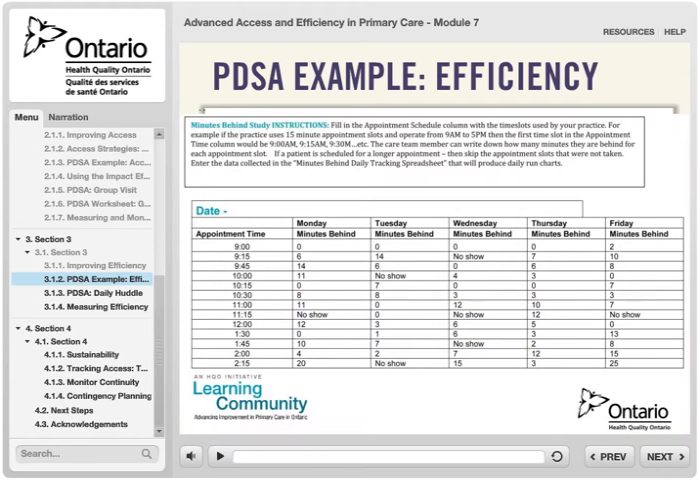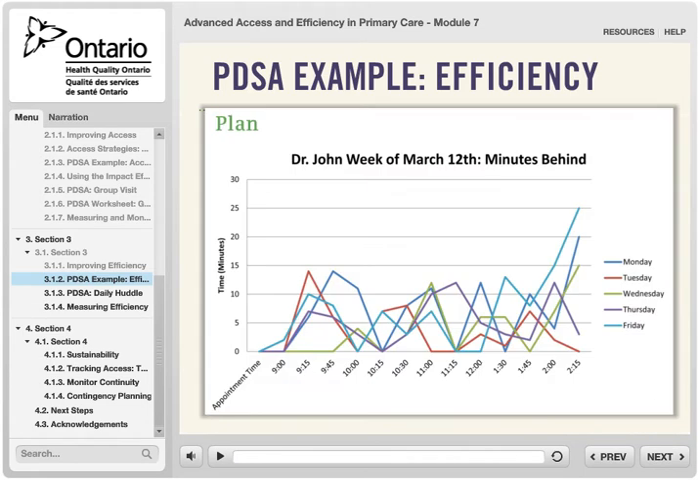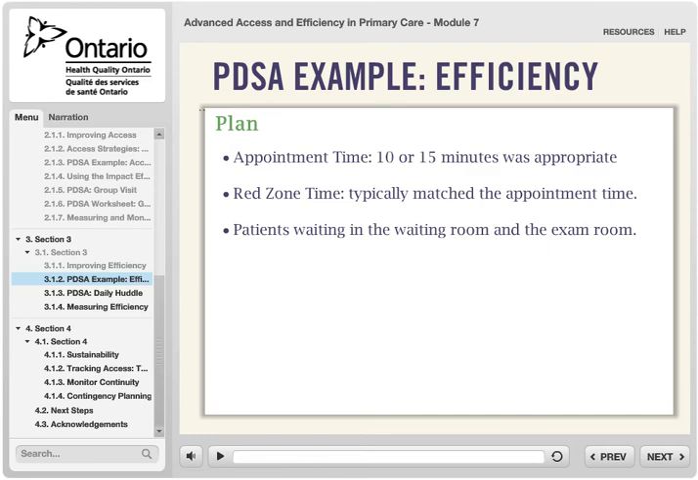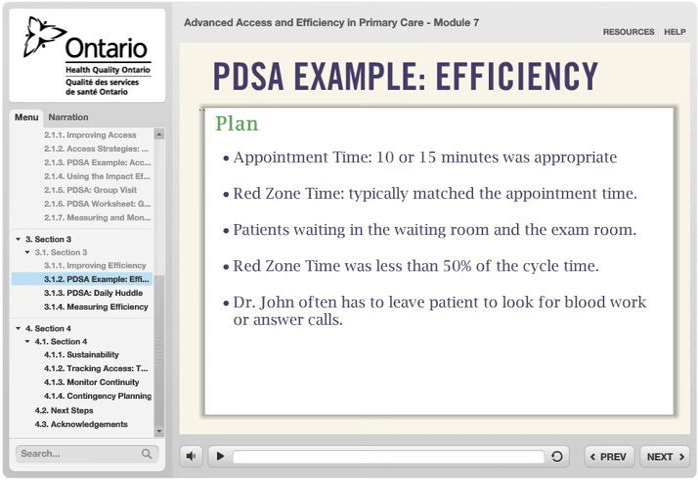They collected data using the minutes behind collection sheet and plotted it on a run chart. This helped them determine where they ran behind. Their cycle time revealed the appointment length of 10 or 15 minutes was appropriate, as red zone time, the time the patient spent with a provider, typically matched the appointment time. However, due to delays, patients were often waiting. Therefore, the red zone time hovered around 40% of their total visit. Dr. John agreed that he often left a patient to look for blood work or answer calls.